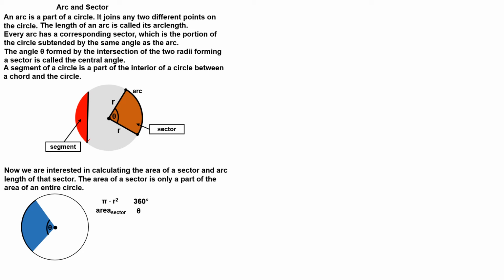Using proportional thinking, we see that the area of the circle is to the area of a sector as the central angle of the circle is to the central angle of the sector. Making the area of a sector the subject, we get this formula. Using the same thinking, we get the formula to calculate the arc length of that sector. Pay attention.